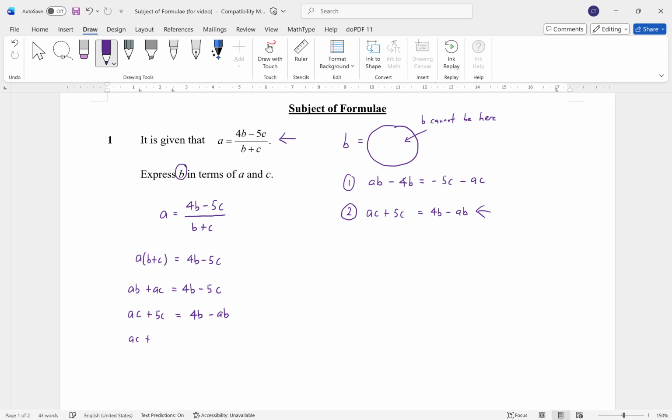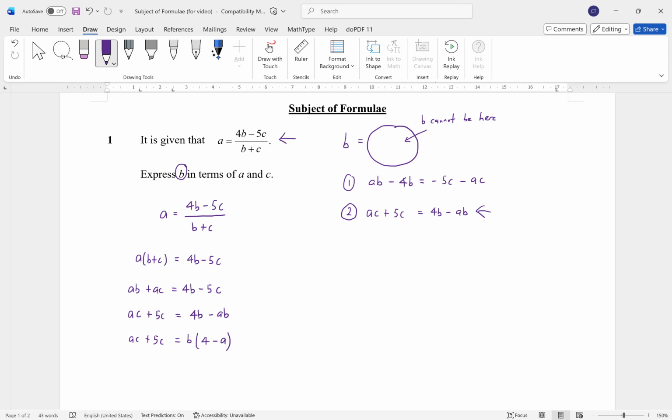Then what we will always do here is this. Since we want to make B the subject, we want to factorize out the B from the right side. So we will get 4 minus A. Then finally, the last step would always be to divide both sides by the term that is multiplying the B, the term that you want to make the subject. So in this case, we have 4 minus A times B, so we will divide both sides by 4 minus A, and then we will just get B alone.